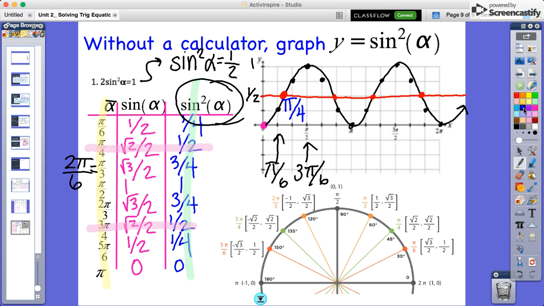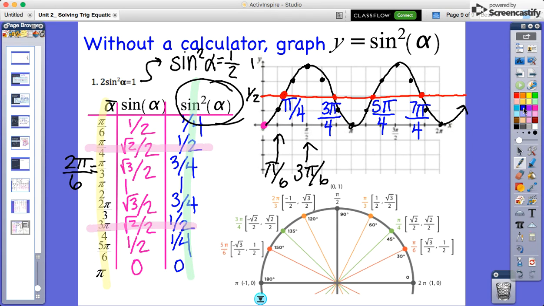My next point happens where? 3 pi over 4. What do you think the next one's going to be? I would bet that it's still going to be a fraction of 4. So if you take a look at the unit circle, the next time I hit a pi over 4 is at 5 pi over 4. And then what about the last one? 7 pi over 4. Wait, how did you know that? Based on the unit circle.